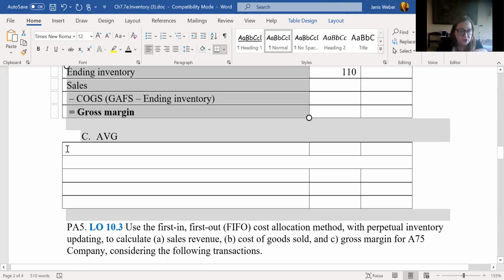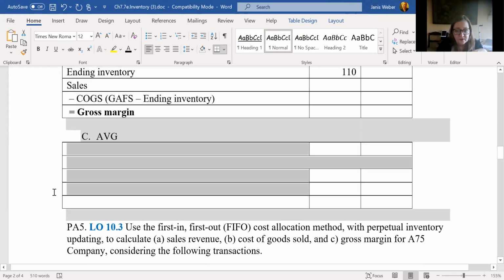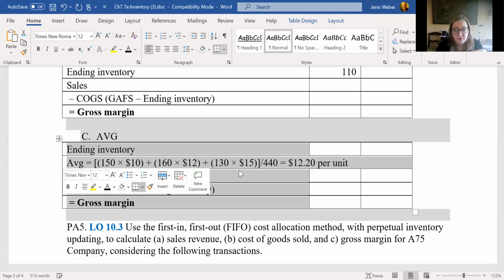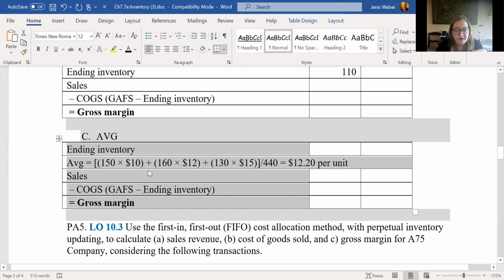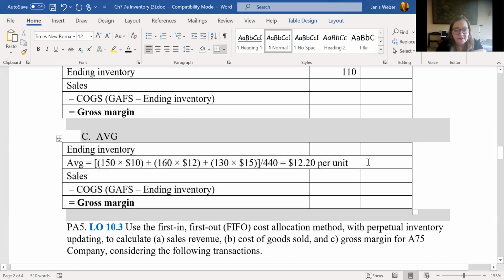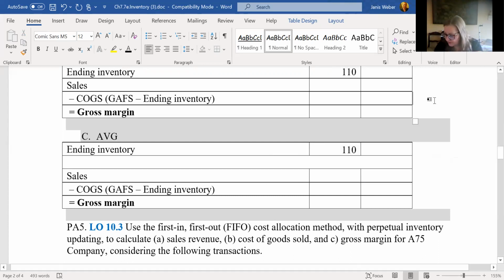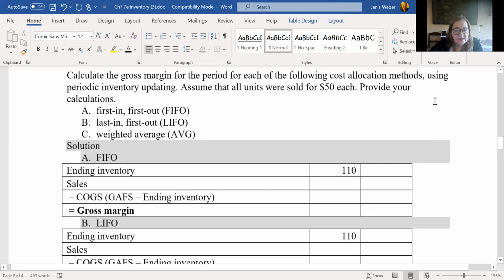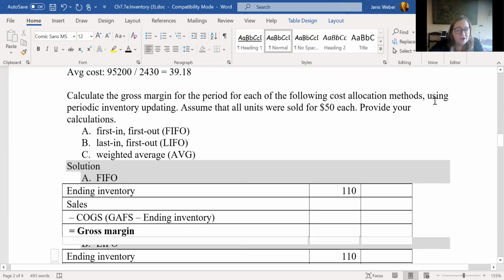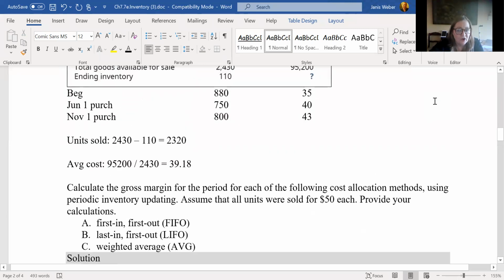We're trying to get gross margin or gross profit. So they did the average right here rather than, yeah, I'm going to get rid of that for a moment. Okay, 110. Each of them is 110, but what is the cost under the different assumptions of how the cost flowed?